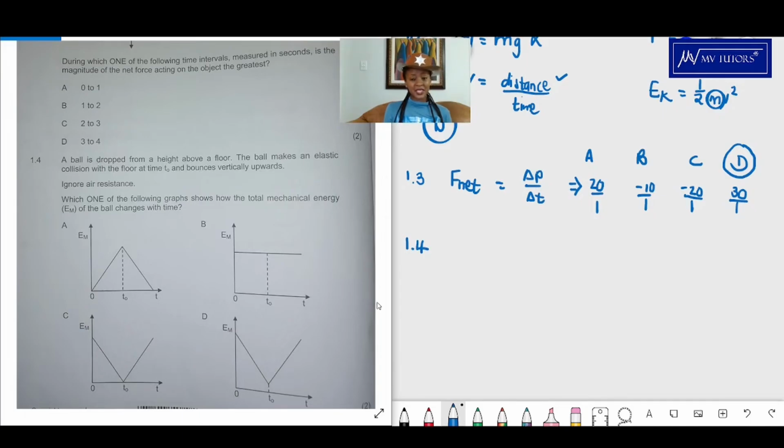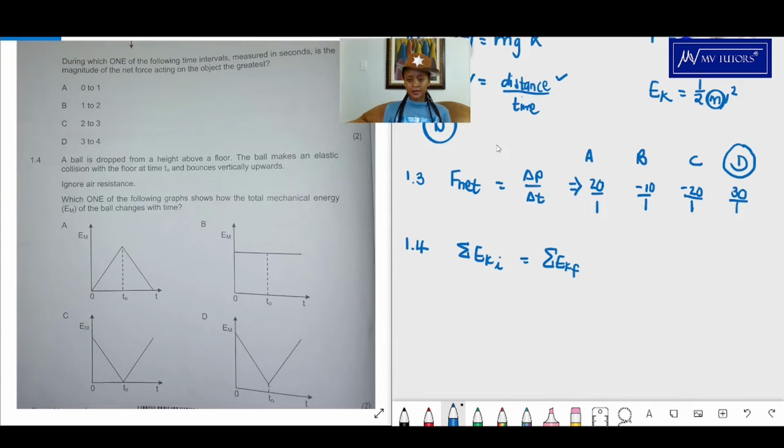So elastic collision, what do you remember about elastic collision? Well, basically we're saying that the sum of the kinetic energy before is equal to the sum of the kinetic energy after, okay. Initial and final. So I used before, maybe I should just use initial, okay. So initial is equal to the sum of the kinetic energies after, or final. So now it says, which one of the following graphs shows how the total mechanical energy of the ball changes with time? Okay, guys, so first of all, it was dropped, okay.